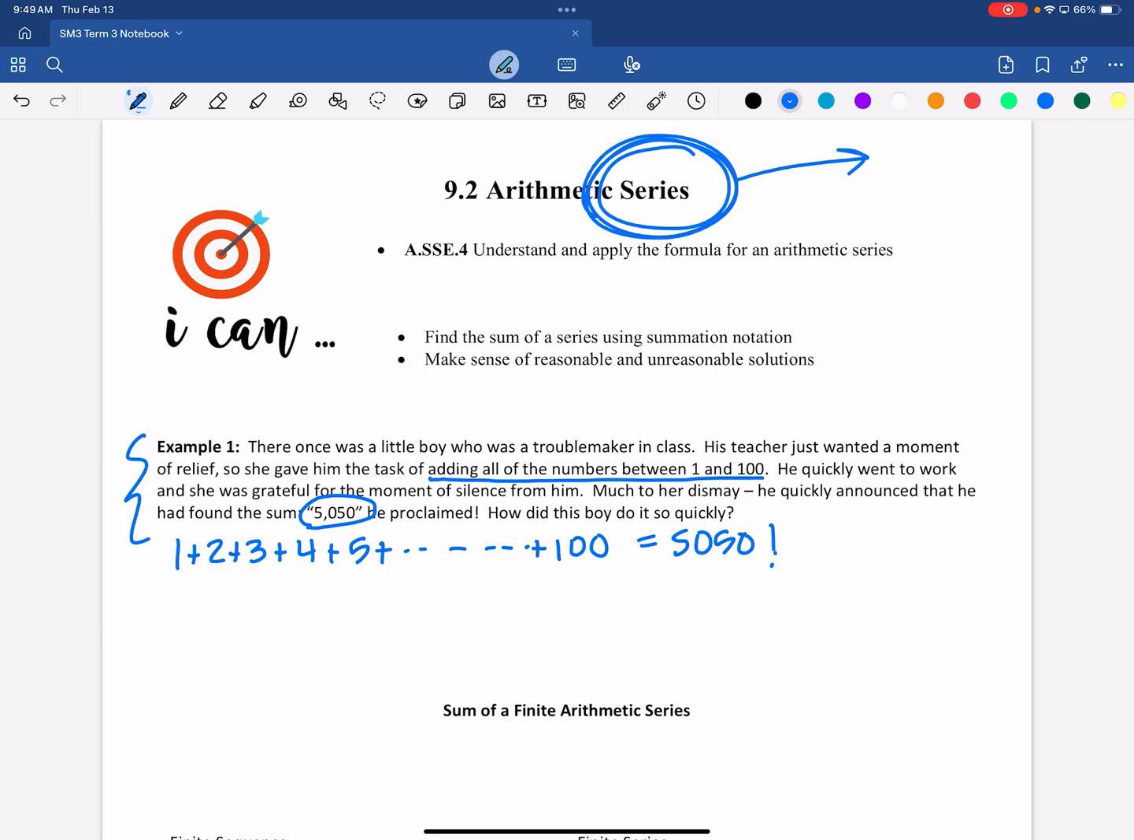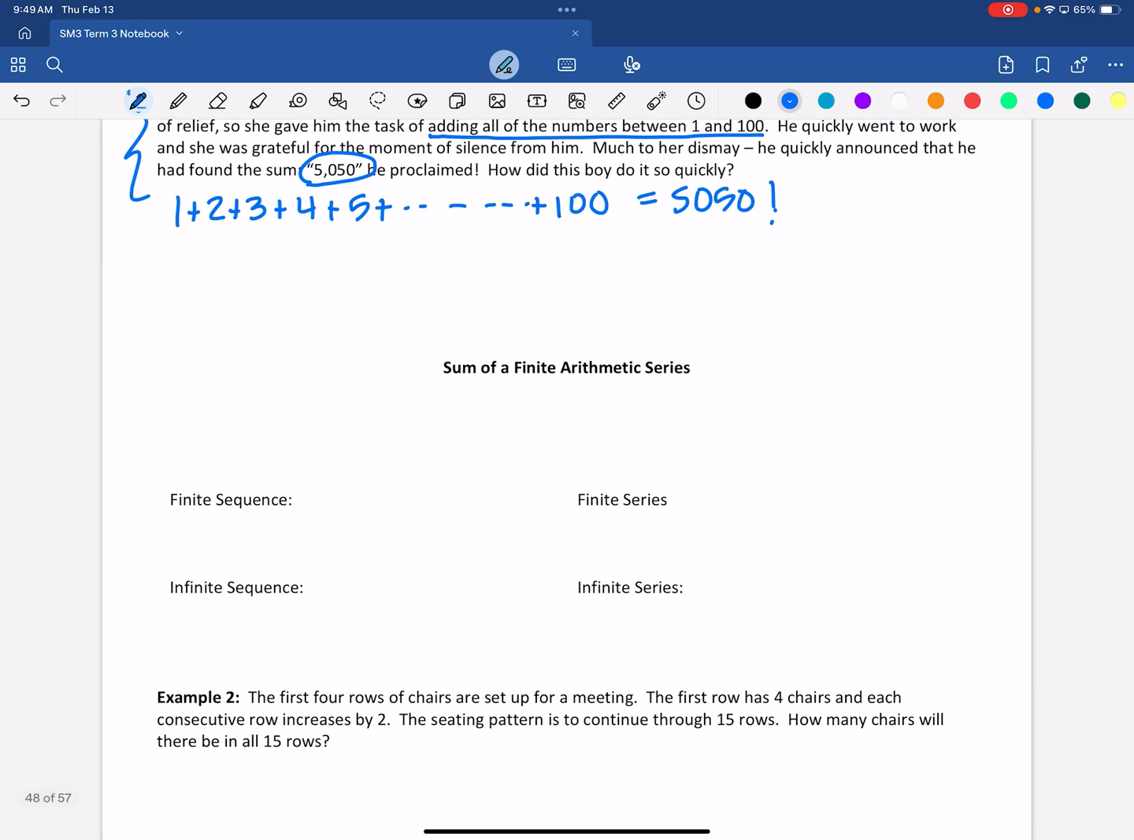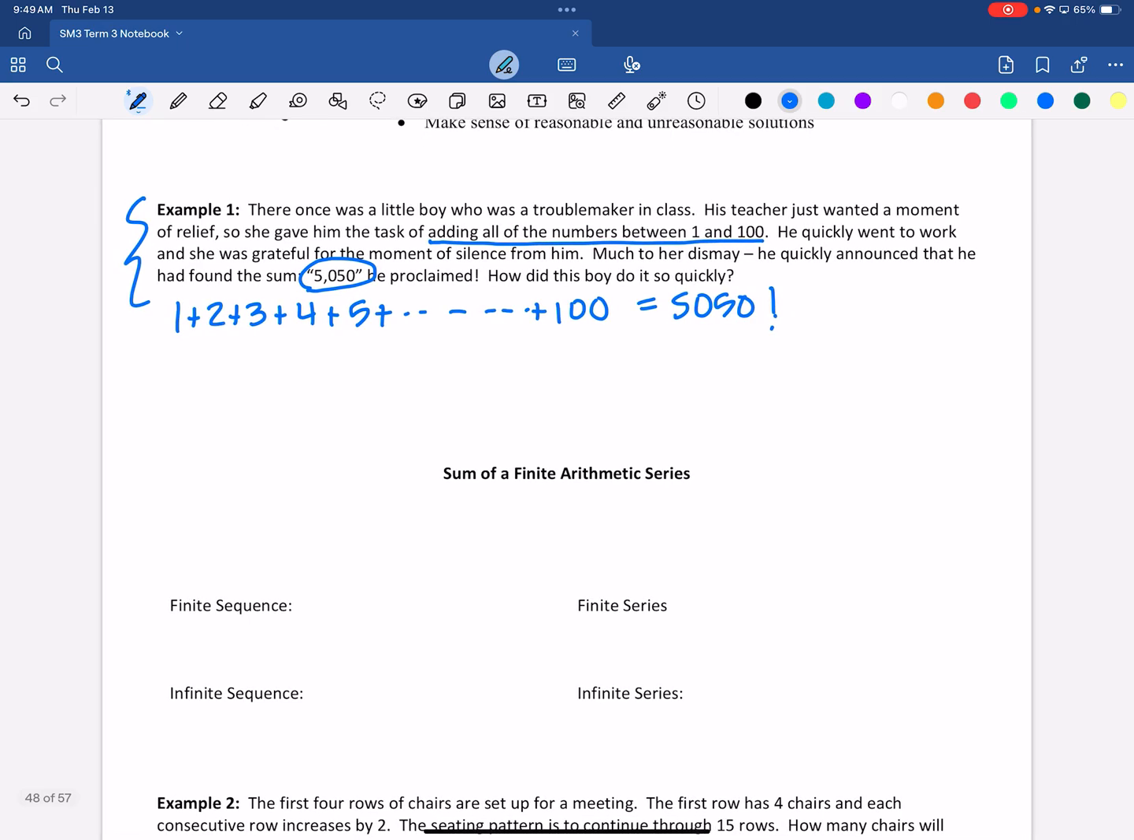A series is a fancy way to add up numbers. Now, we're talking arithmetic series. Remember from last time, what's arithmetic? It's a list of numbers that are adding or subtracting. There's a pattern of addition or there's a pattern of subtraction. That's arithmetic. So then you can look at this pattern of these numbers and you can add them all up, and that turns it into a series.